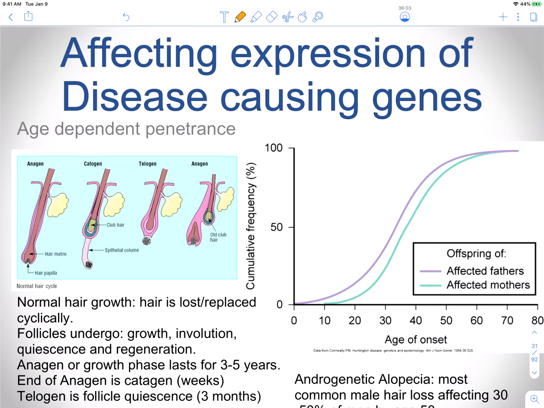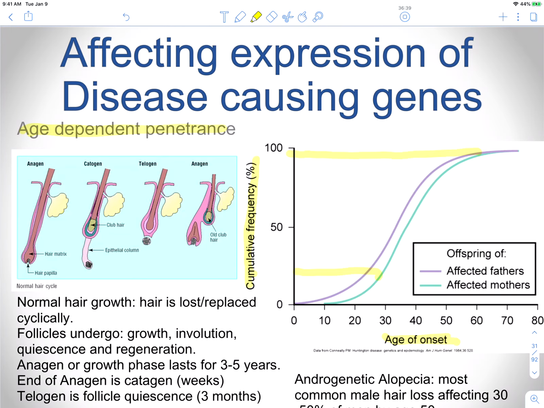Now, other things that can affect expression of diseases with genes are something called age-dependent penetrance. All right, so age-dependent penetrance is basically the frequency of the disease increasing as the individual's age increases. So you can see a very low frequency of disease at an early onset, and as you age, the frequency increases. One of the diseases associated with this is hair loss.